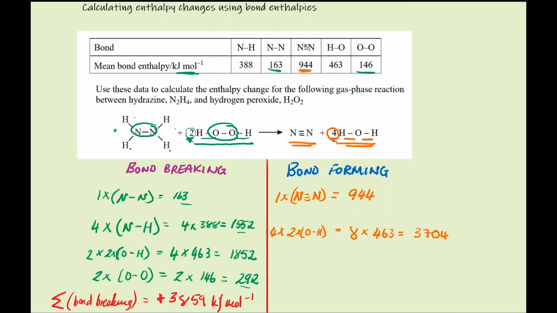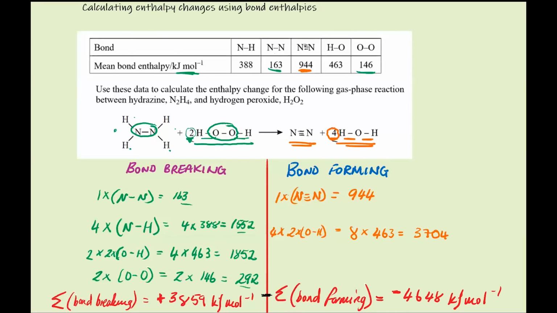Now what I need to do again is add these 2 together. So the total, in fact let's write sum of bond forming, is equal to 4,648 kilojoules per mole. But it is bond forming, which means I need to put my minus there. So my sum of all my bond forming is always going to be negative. I'm going to put a little negative sign in there.